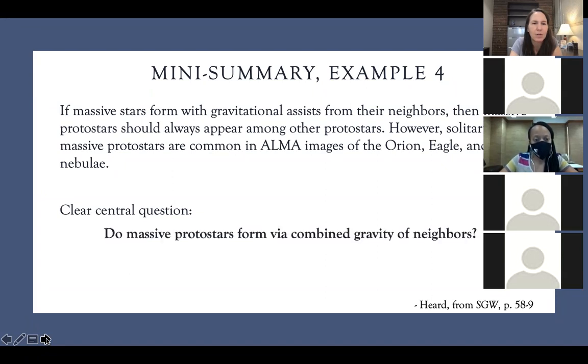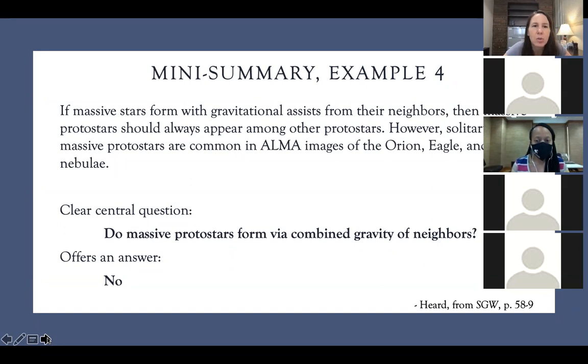So yes, the central question here is, do massive protostars form via the combined gravity of neighbors? So that's the implied question. It's not stated explicitly, but it's implied. It's written into the summary. And then do we have an answer to that in this mini summary? Yeah, we have an answer, and that is no. The evidence is showing us this is not true from the data here.